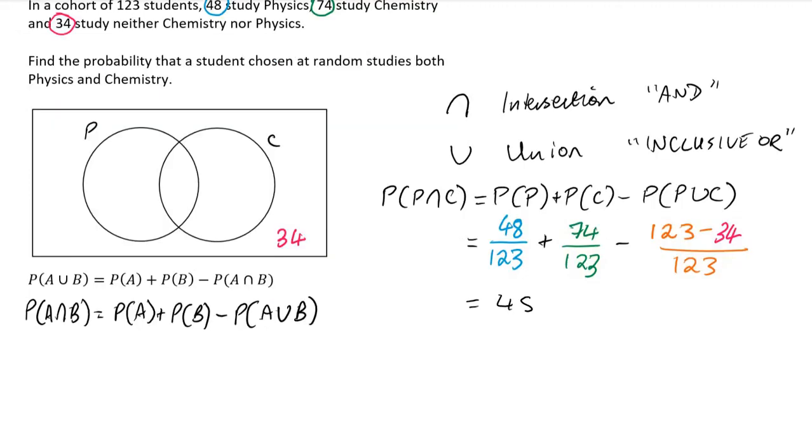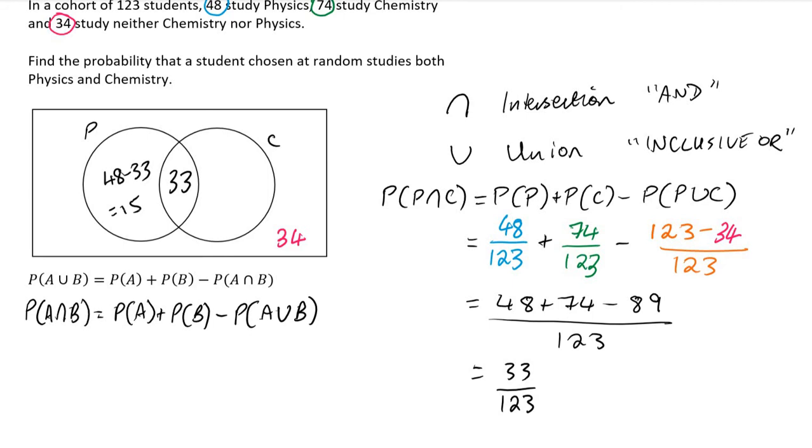Okay, that gives us 48 plus 74 minus 89 over 123, which is 33 over 123. Okay, so that means there's 33 people who study physics and chemistry out of the total of 123. The people that only study physics then, that's got to add up to 48. And the people who only study chemistry, that's got to add up to 74, which leaves us with 41.